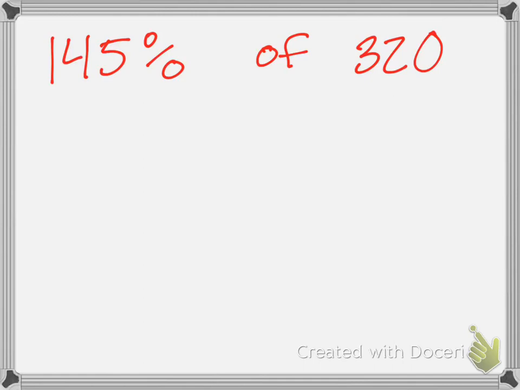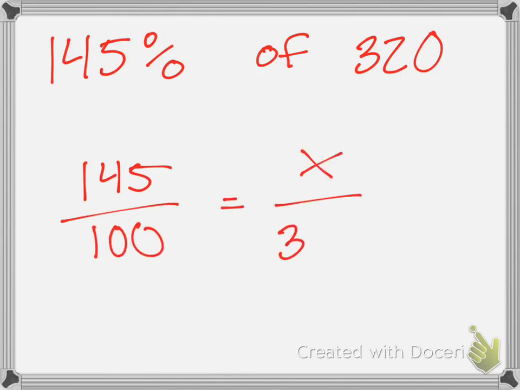Now, what's our first inclination? Is our number going to be bigger or smaller than 320? Elsie? What do we think? Once we go over 100%, our number gets bigger. Now, what we get is 145 over 100, and we want to get that equal to something over 320. Now, we could do our difficult way of doing the decimal or the cross multiplication, or we could use our ratio tables again.